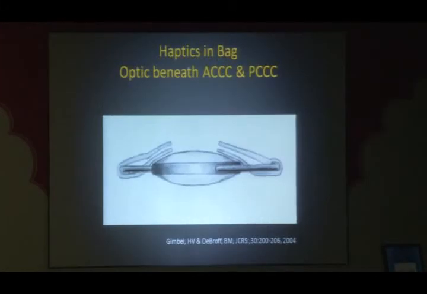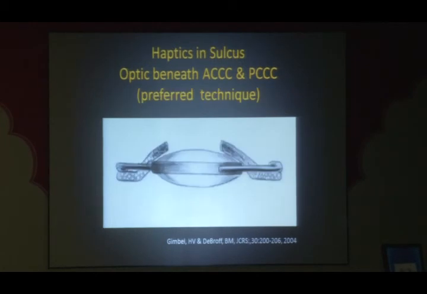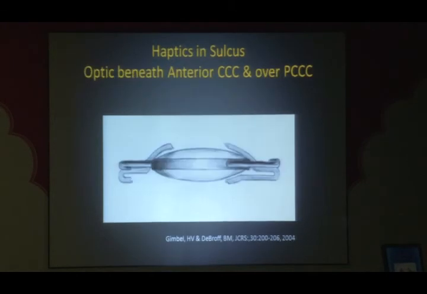So here is how we do it. Many different ways. In this case, the haptics are in the bag, but notice that the optic is beneath both the anterior and posterior capsulorhexis. In this case, it's in the sulcus. This is sort of the preferred technique, especially if you're using a 3-piece lens. Other people will say, keep it in the bag, that's fine. And again, from Howie Gimbel's paper, this is a very large posterior capsulorhexis, so we have it in the sulcus, and it's under the anterior capsule, but posterior capsule pretty much isn't even there.